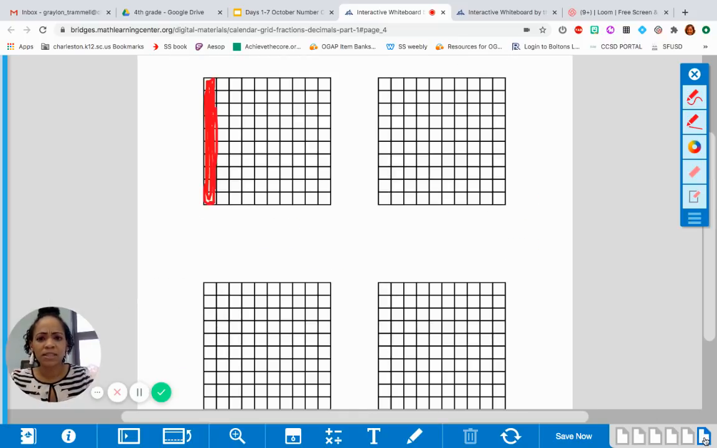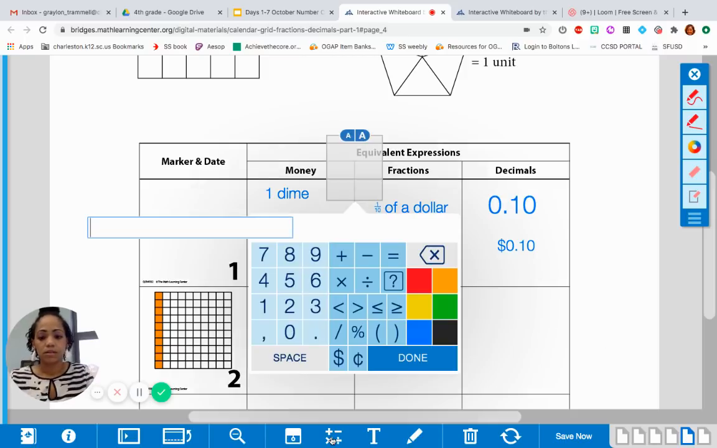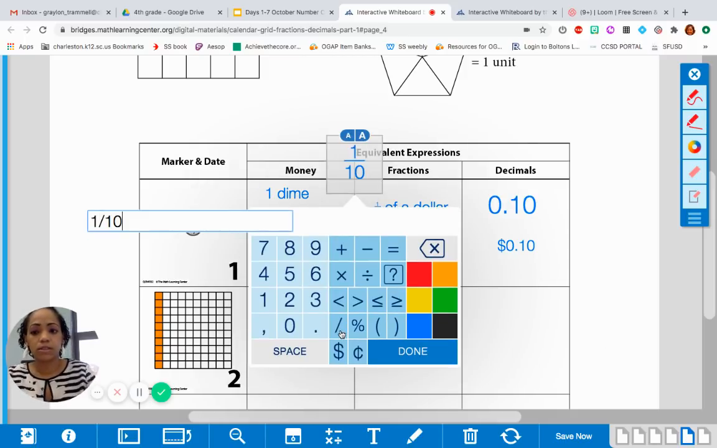1/10. Where are you seeing 1/10? Cool, because there's 10 of these. So here's 1, and then there's another 1. So that's 1, 2, 3, 4, 5, 6, 7, 8, 9, 10. And we colored in one of them, so that's 1/10. Very good. I'm going to add that. So 1/10.